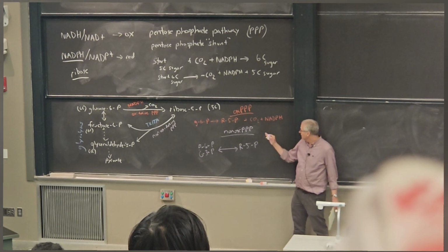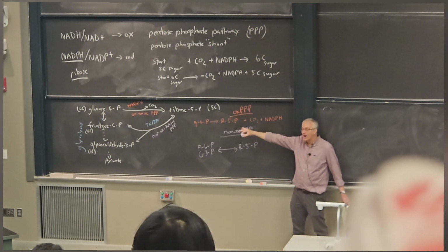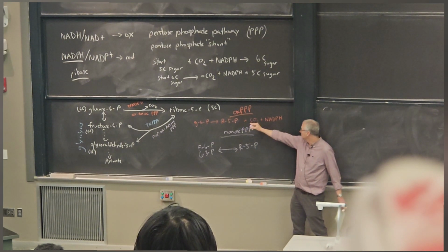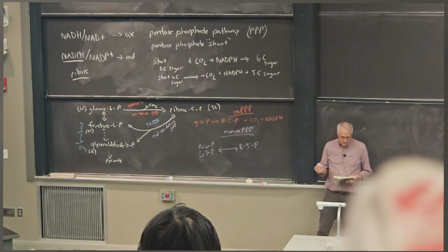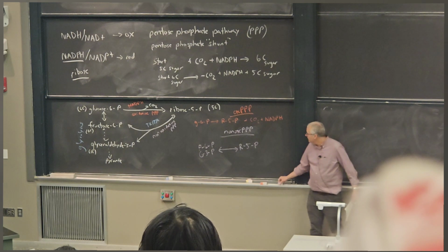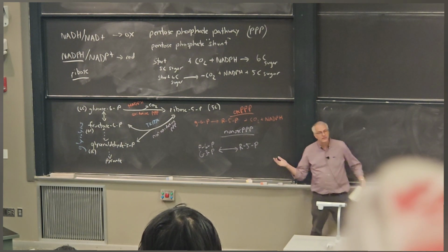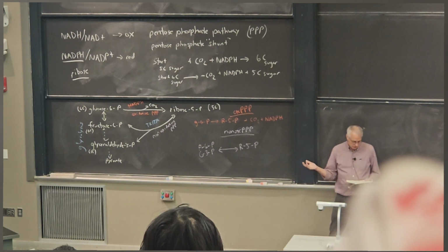The other is an oxidative pathway. Oxidation is happening. I'm oxidizing glucose 6-phosphate to lose the CO2. Electrons have to go somewhere. I can generate an NADPH and I get a 5-carbon sugar. You'll notice that both of these are pathways to get 5-carbon sugars.